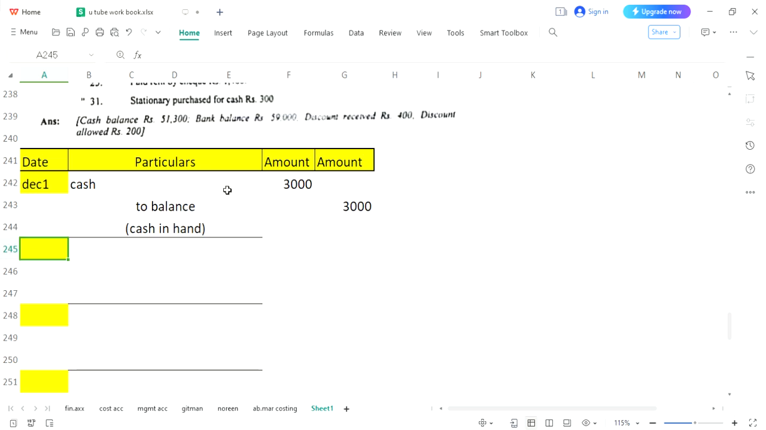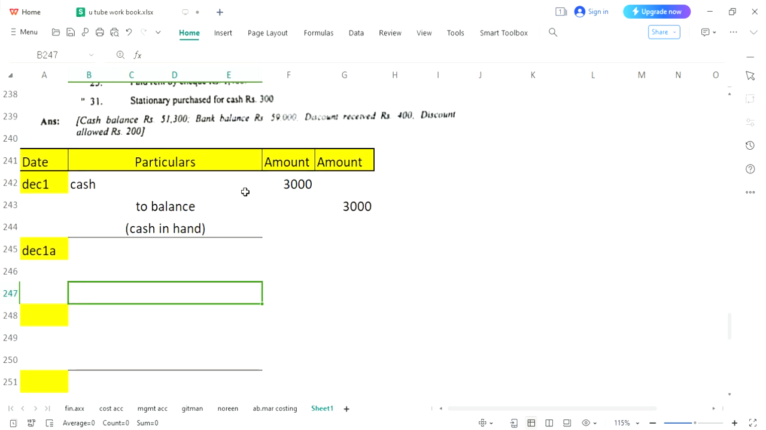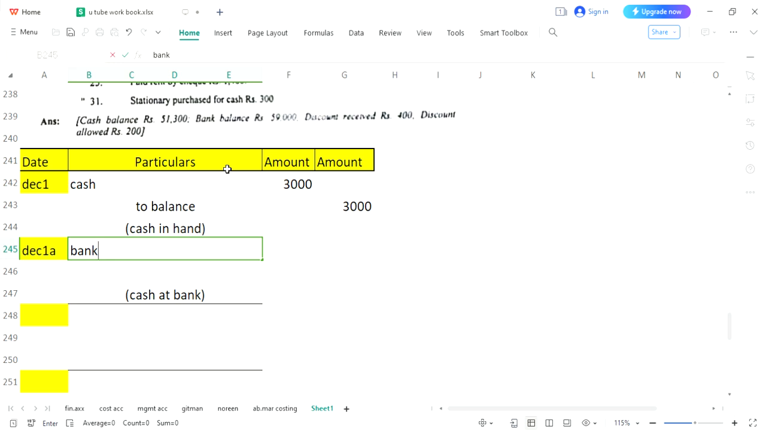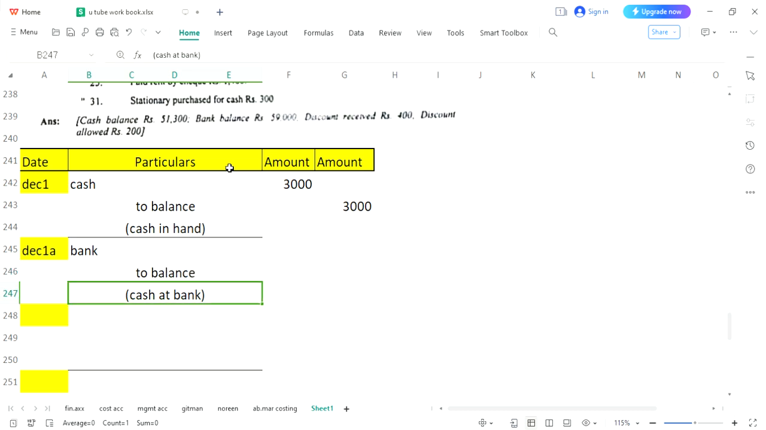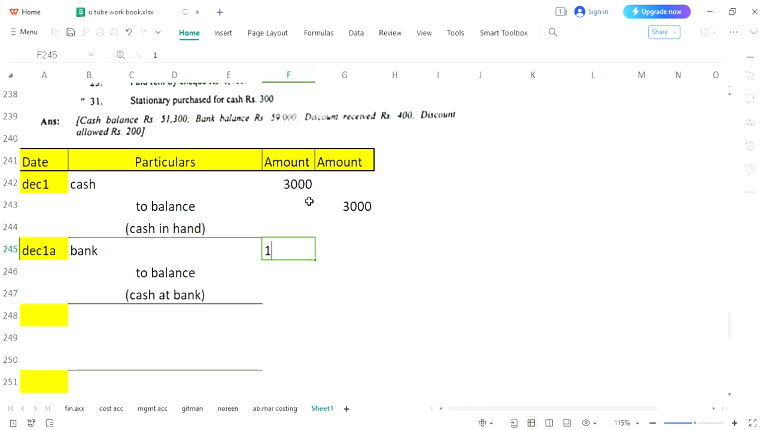Then again we will write December 1, but the second part, which is saying cash at bank. So you will write the same narration. Similarly, the amount present in the bank account is favorable. An asset should be debited, so you will write bank on the debit side, and since it is just a balance, you will mention it on the credit side. How much amount? 140,000. You will write 140,000 on the debit side, and the same amount would be written on the credit side. So cash at bank means bank to balance.